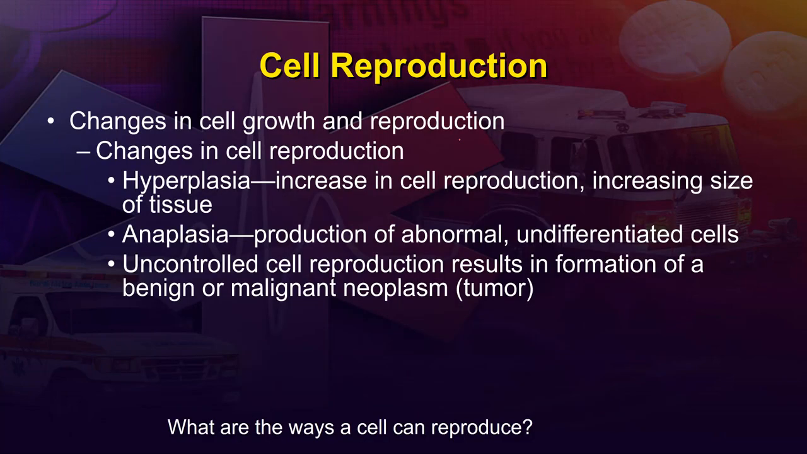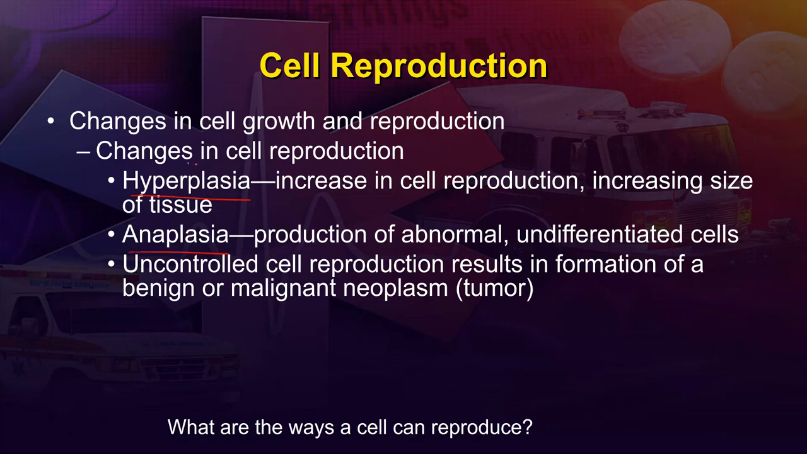Let's talk now, zooming out a little bit from cells and how they move things across their membranes, of which we'll talk much more about later. And now talk about how cells change their structure and amount of cells within tissue. So we've got a few terms here. We've got hyperplasia and anaplasia.